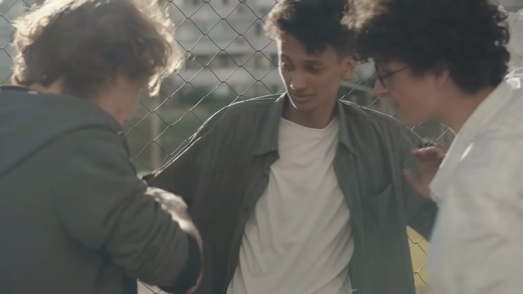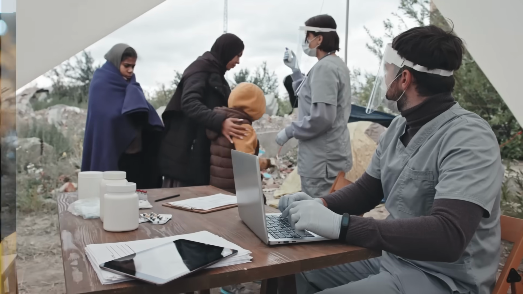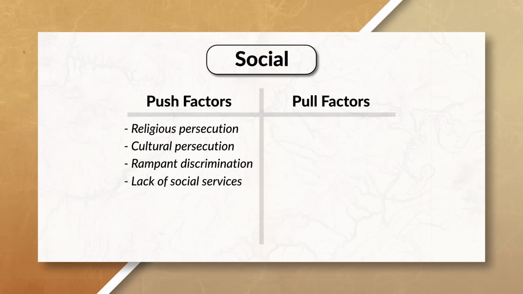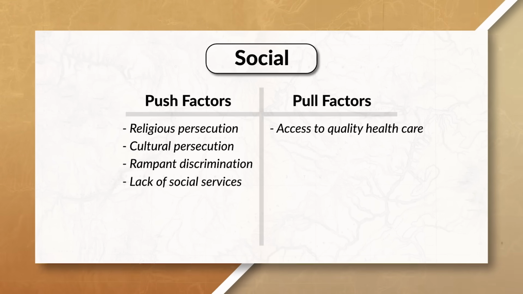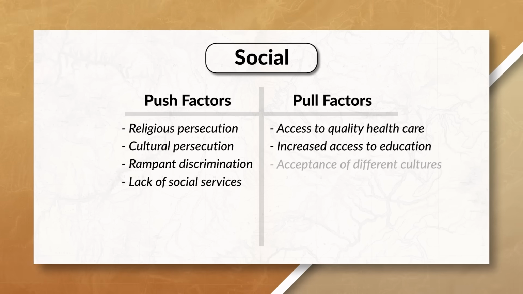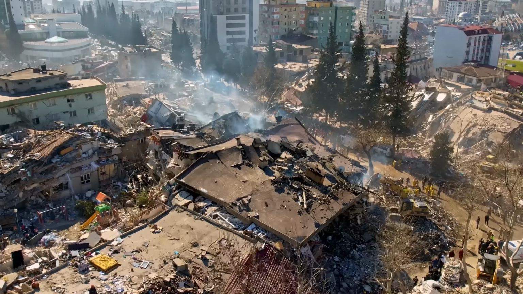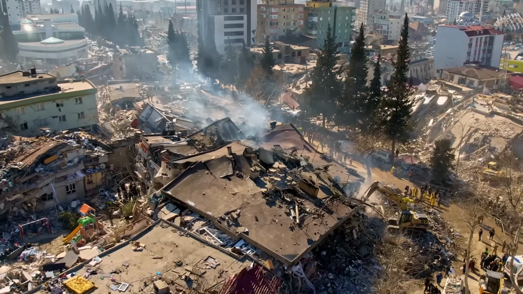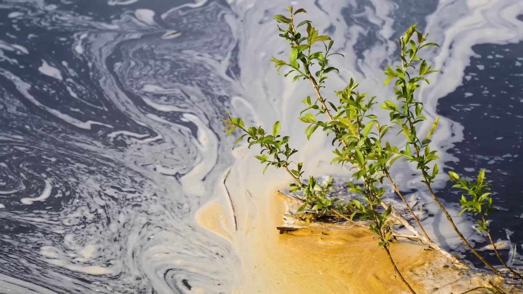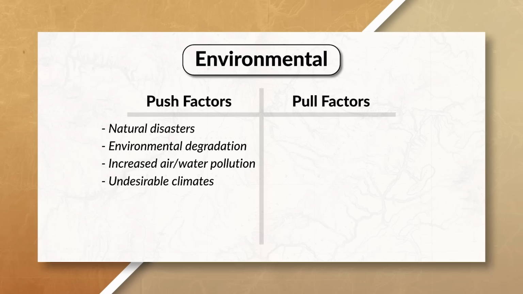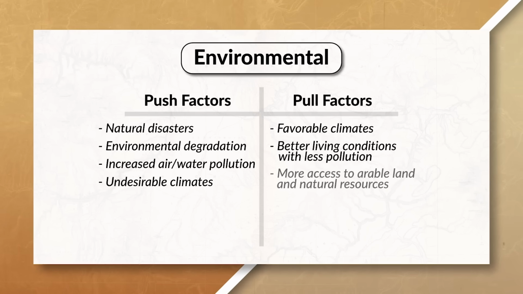Social push factors may include religious or cultural persecution, rampant discrimination, or a lack of social services such as healthcare or education. On the other hand, social pull factors may include positive situations like access to quality healthcare, increased access to education, acceptance of different cultures, or a desire to be close to other family members. Lastly, environmental push factors may include negative situations like natural disasters, environmental degradation, increased air and water pollution, or undesirable climate. While environmental pull factors may include favorable climates, better living conditions with less pollution, or more access to arable land and natural resources.